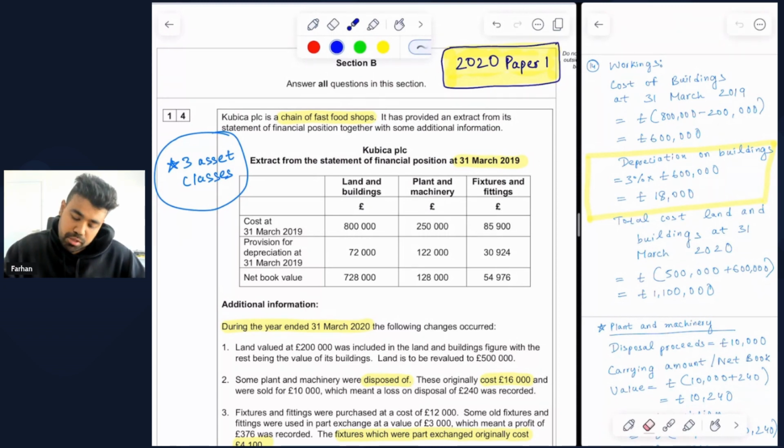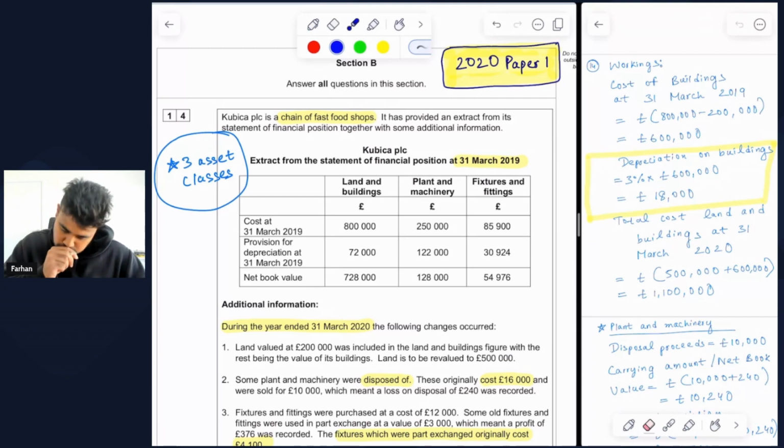So depreciation on buildings, if we were to derive that first, we use the relevant rate of 3% that has been given to us and multiply it on the cost of buildings, which we have figured out from the first step of our calculations, which is £600,000. When you do that, you get £80,000 as the depreciation on buildings for the year ended 31 March 2020. Okay. Now, what we want to do is find the total cost of land and buildings at 31 March 2020, which is the financial year that we're preparing the schedule of non-current assets for.